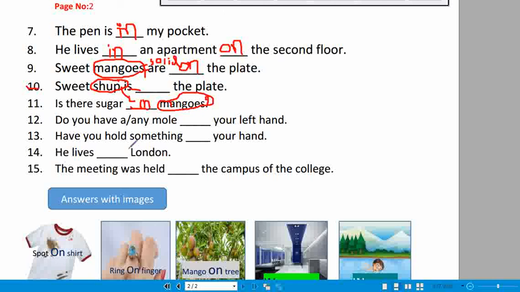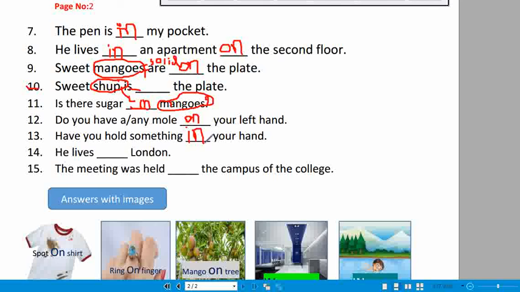Look, do you have any mole dash your left hand? Moles are black points. A mole is a black point that touches the surface of the body, the skin. Touching the surface, that is on. Have you held something dash your hand? When you hold something, that is enclosed by the hand. So when enclosed by, in will be the answer.